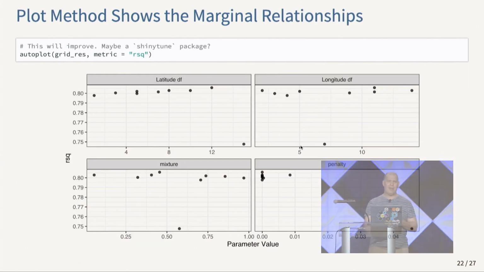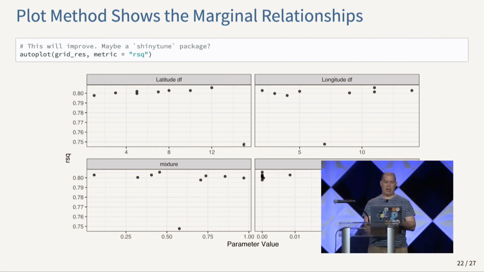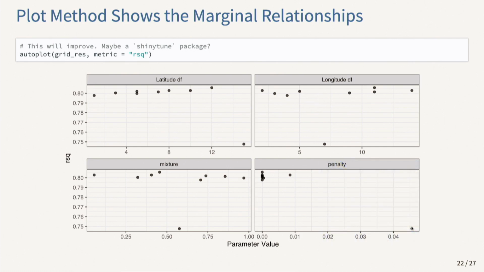There's an autoplot method that I'm fairly dissatisfied with. So this can only get better. Right now it shows the marginal relationships. So if I plot the latitude degrees of freedom against, let's say, R squared, you can see it's really increasing and then tanks out here. Well, the reason it tanks out here is not because it didn't want that much smoothing. It's because the penalty value associated with that particular combination was really high, and that model didn't work so well.